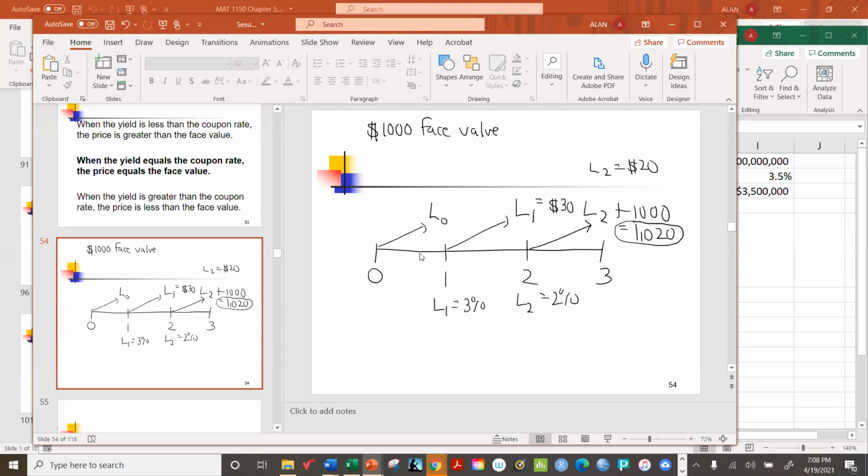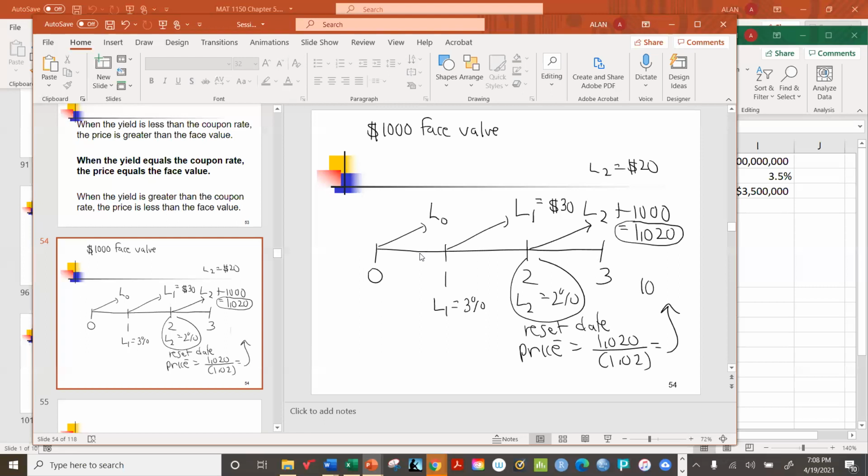So what that implies is that on this reset date, as it's called, the price of the bond would be $1,020 divided by 1 plus the yield, or in this case, the LIBOR rate, which would be exactly $1,000.